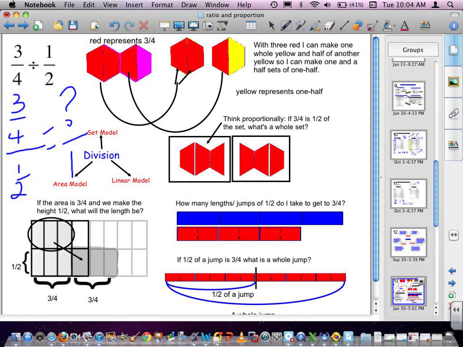I can still think of it the same way: if half of a jump is 3/4, and you can think of 3/4 of a meter if you need to put a context there, right? Half of a jump is 3/4 of a meter. What's the whole jump? Twice as much as that. So it's 6/4 or 1.5.